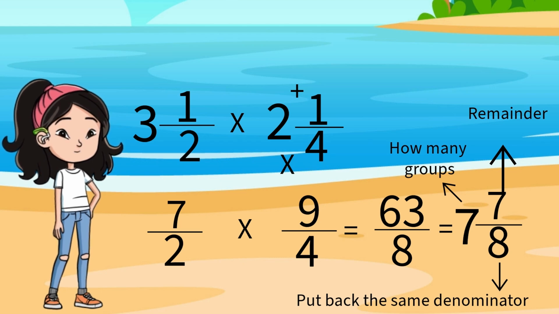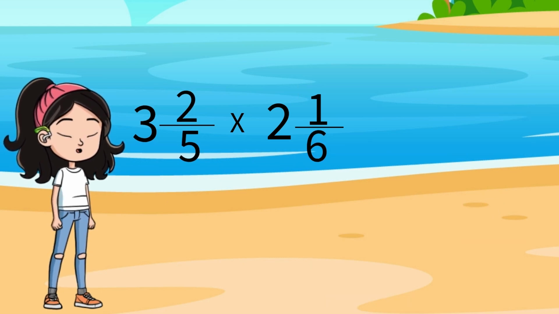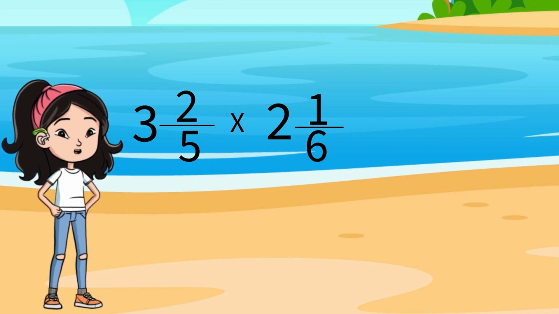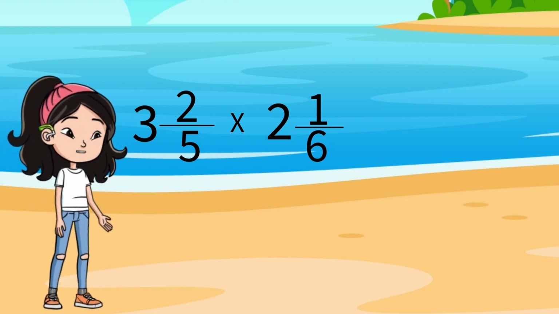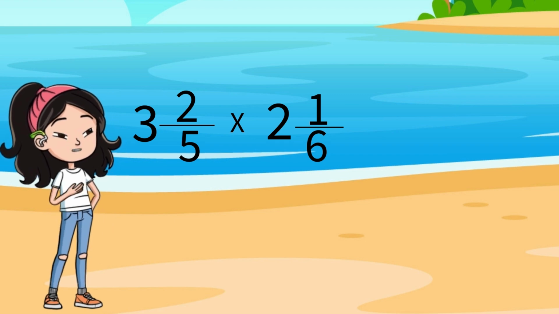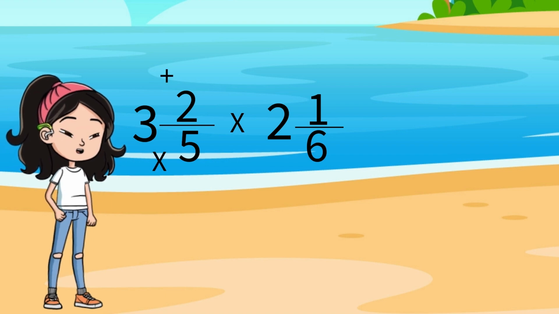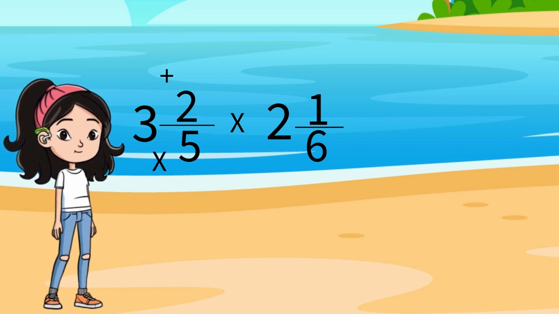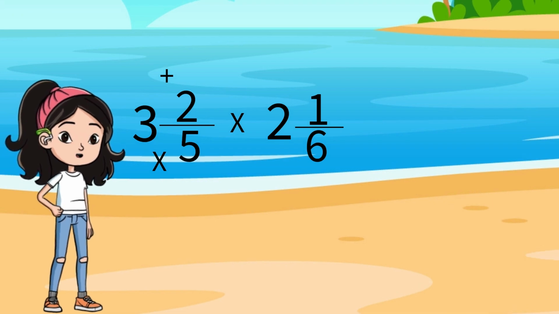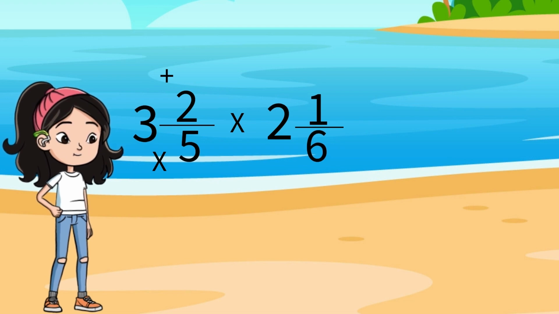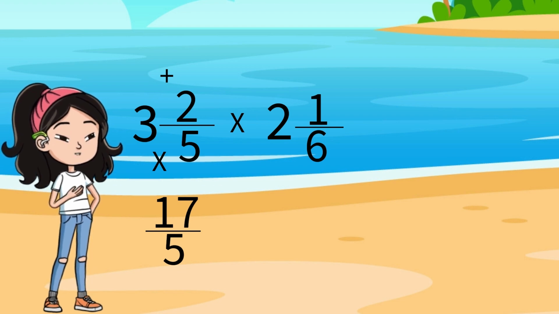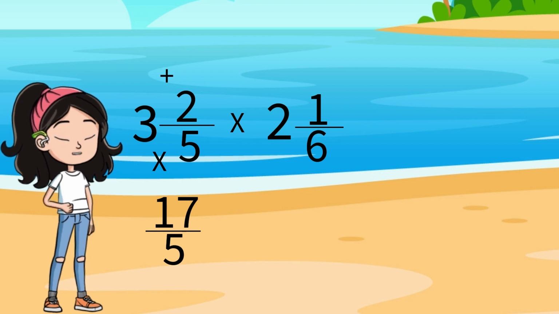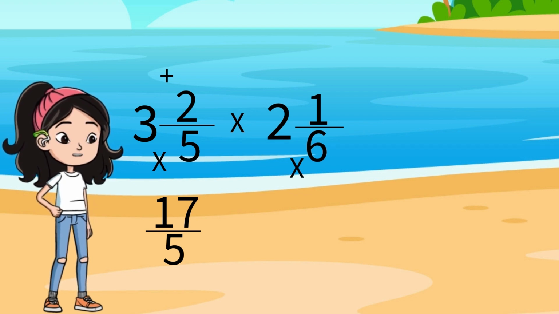Let's do another example. 3 and 2/5 multiplied by 2 and 1/6. Let's convert our mixed numbers into improper fractions. 2 operations: multiply, then add. 5 multiplied by 3 is 15, and 15 plus 2 is 17. Let's repeat the steps for our next fraction. 6 multiplied by 2 is 12, plus 1 is 13.